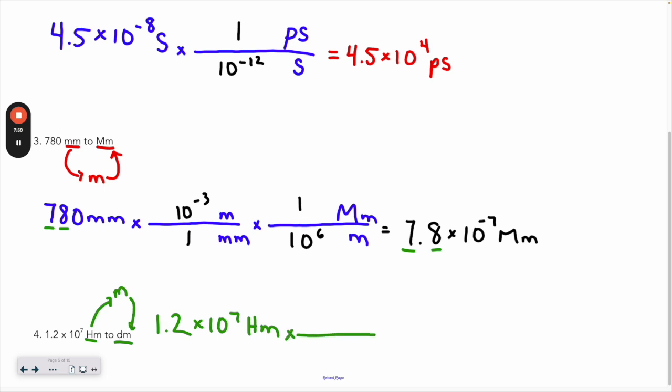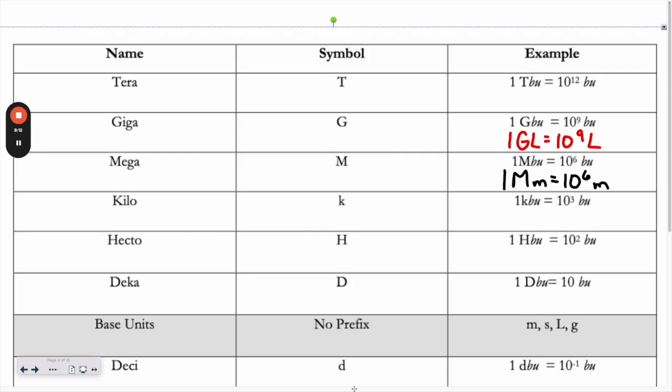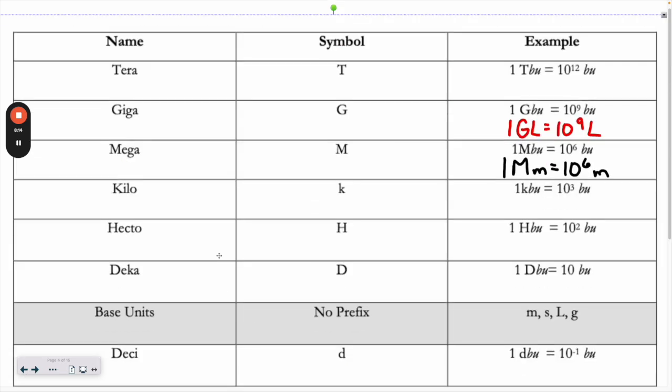Crisscross swish, I'm going to get out of hectometers by putting it on the bottom, and I'm going to get into meters by putting it up top. Okay, hectometers have canceled. I'm now in meters. Then I can do one additional step to get out of meters by putting it on bottom. And now I can get into decimeters by putting it on top. And now I just need to find these relationships. So hecto is here. Okay, so 1 hecto base unit. My base unit here is a meter. So 1 hectometer is 10 to the 2nd meters.